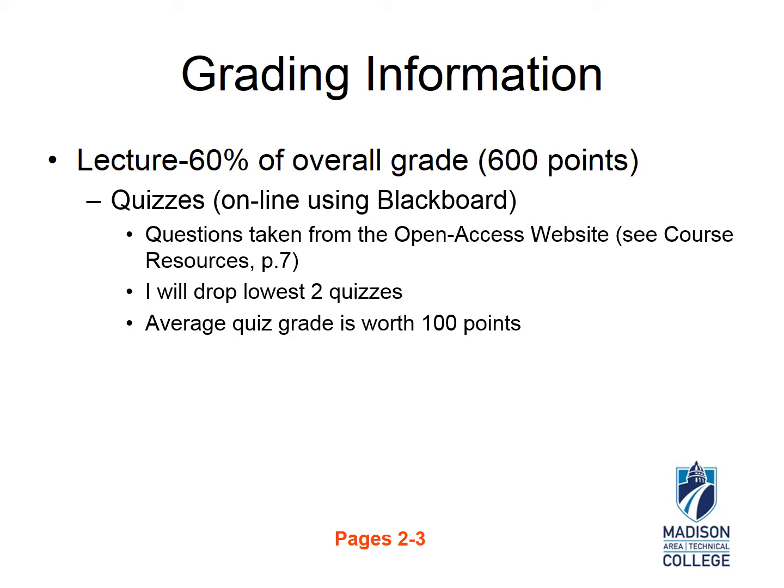The pool of quiz questions will be taken from the Open Access website, and you can read more about the Open Access website on page 8 of your course information and syllabus under course resources. I will also provide a screencast that describes how to access the Open Access website where these questions are found. At the end of the semester, I will drop your lowest 2 quizzes, average the remaining quizzes, which will be worth up to 100 points.